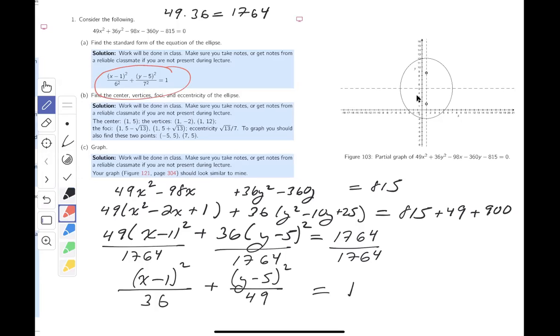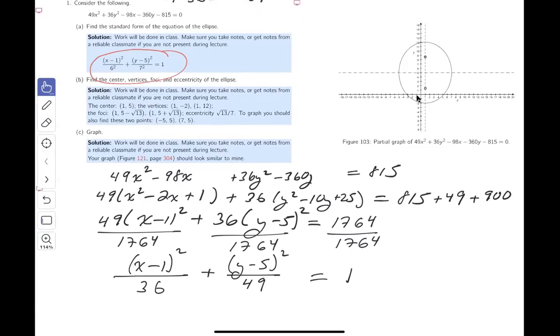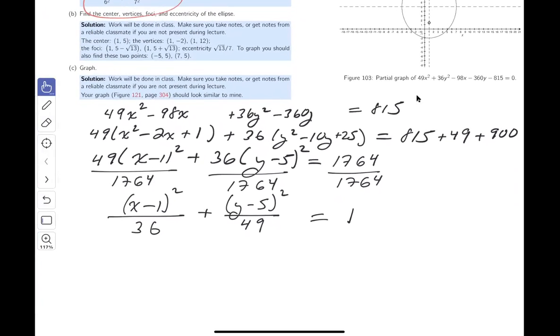All right. So let's talk about the next thing, and that's going to be the center, the vertices and the foci. All right. Let's not worry so much about eccentricity. All right. So let's take a look. And I'm going to start maybe putting down a center now. So the center, whoops, I did it again.